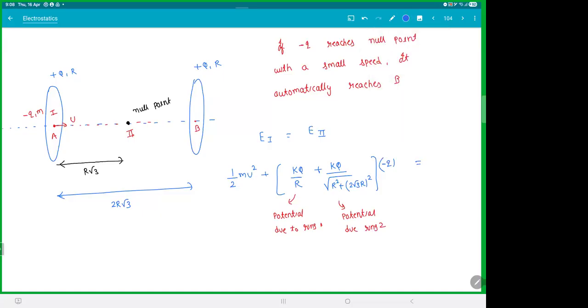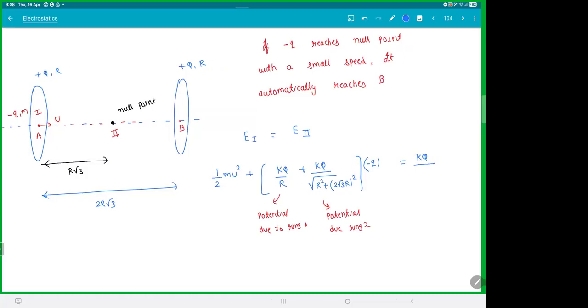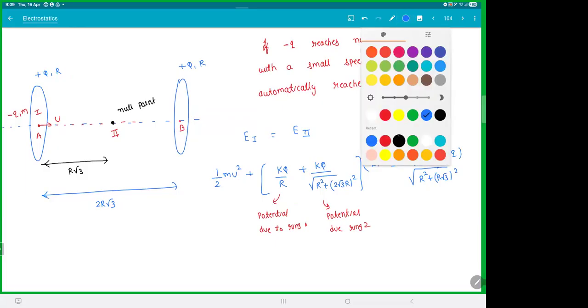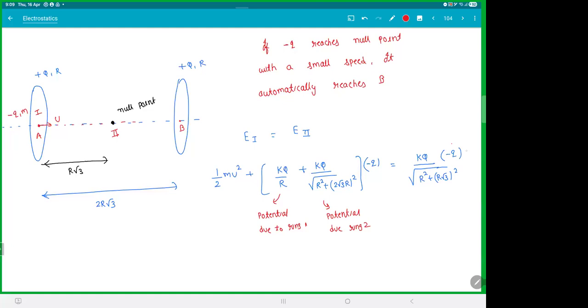That must be equal to state 2. The potential is kQ by root over R square plus R root 3 whole square, into minus Q. Kinetic energy is 0. We have to do into 2 because there are two rings.